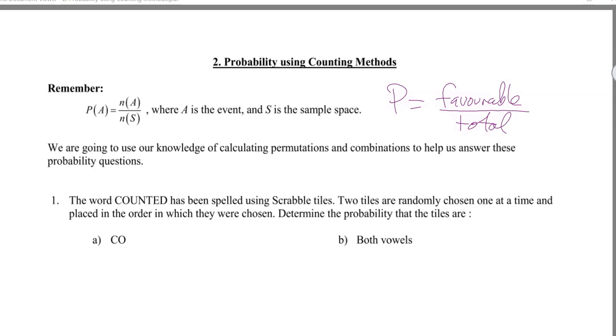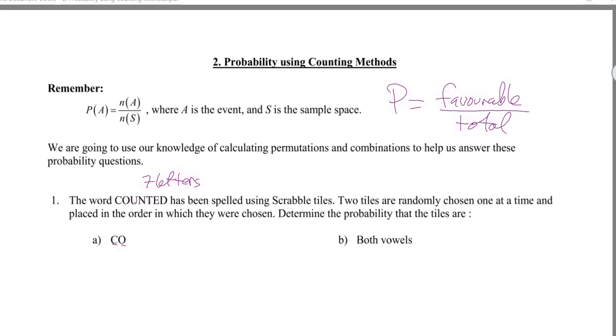The word counted has been spelled out using Scrabble tiles. 2 tiles are randomly chosen. Okay, 1, 2, 3, 4, 5, 6, 7. So 7 letters. 2 tiles are randomly chosen one at a time and placed in the order in which they were chosen. Determine the probability the tiles are C and then O. So it's got to be a C, then it's got to be an O.